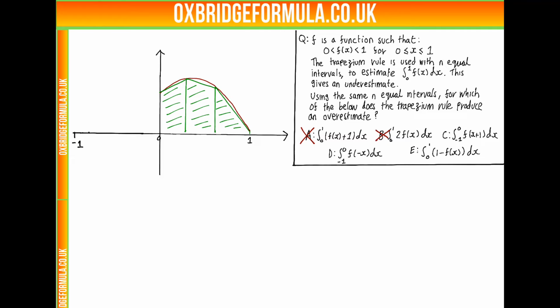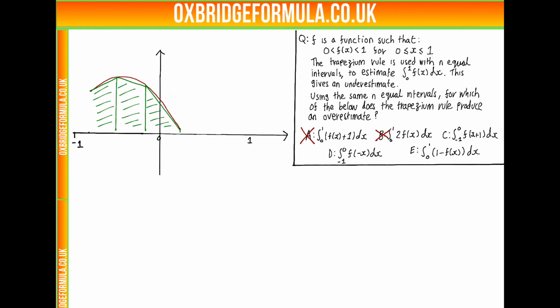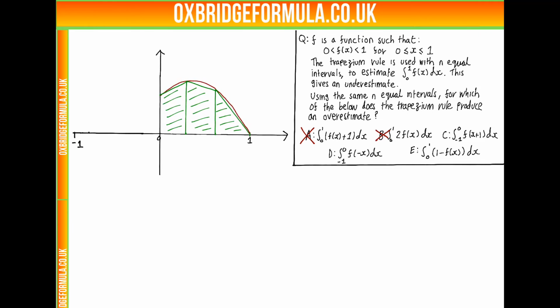For C, we're asked to consider something slightly different. We're asked to consider the integral of f of x plus 1 between minus 1 and 0. So what does this mean? Well, this simply corresponds to doing this integral between minus 1 and 0. And we see all the problems with the trapeziums remain if we're here or here. And so we're going to also get an underestimate for C, because we get an underestimate for our original f of x when using the Trapezium rule.